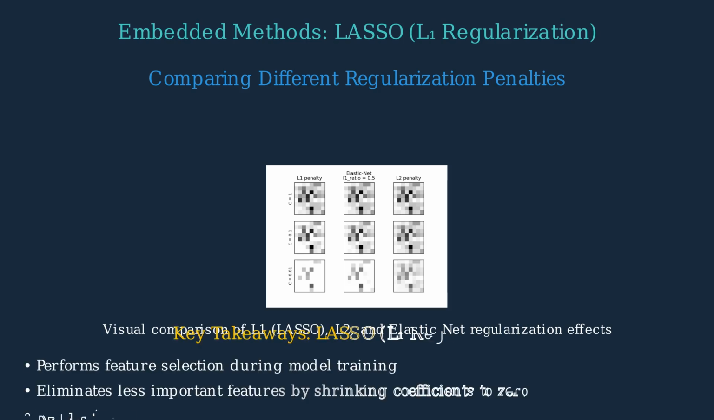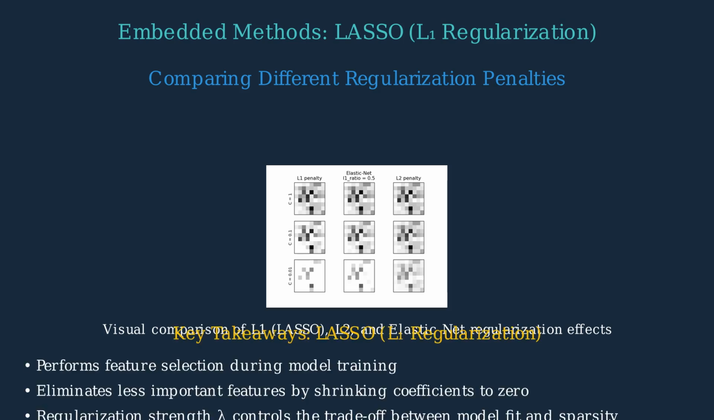To summarize, LASSO performs feature selection during model training by eliminating less important features through coefficient shrinkage to zero. The regularization strength lambda controls the trade-off between model fit and feature sparsity.